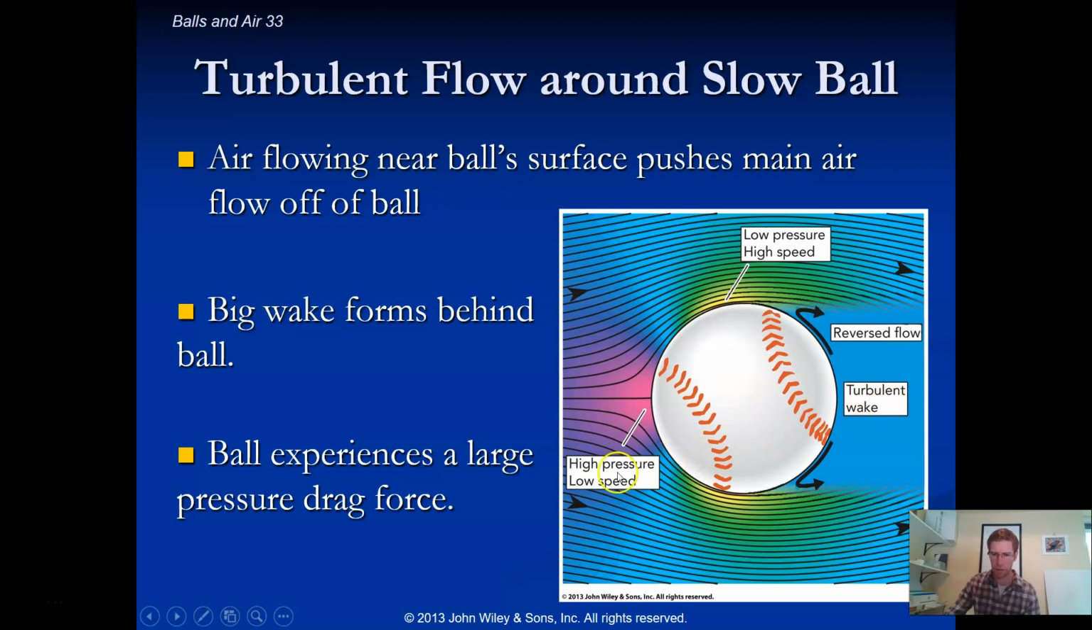And so what happens now is we have high pressure in front and lower pressure behind, and so you generate pressure drag. And the air is still rubbing against the front of the ball, so viscous drag is still present, but now you also have pressure drag, which is usually much stronger than just the viscous drag, and so you end up with a larger overall net air resistance, net drag force pushing against the ball.